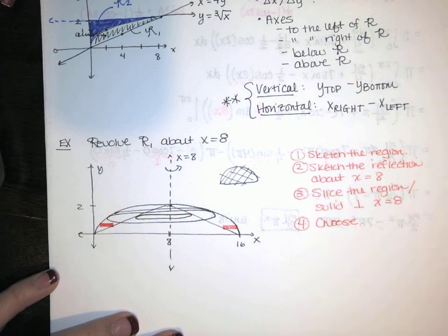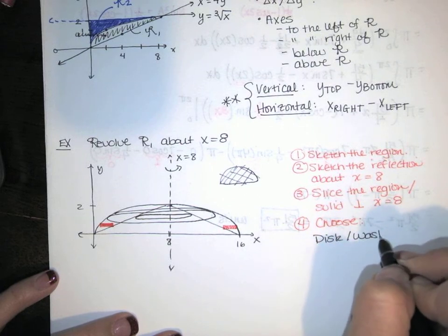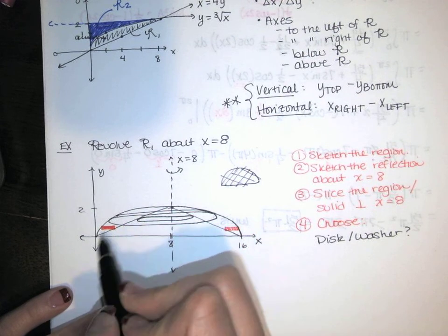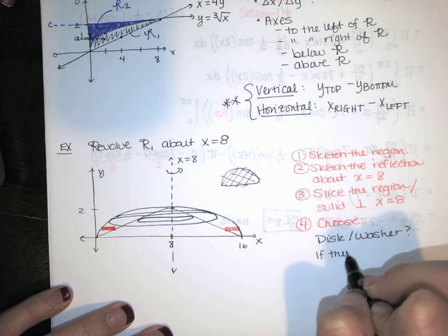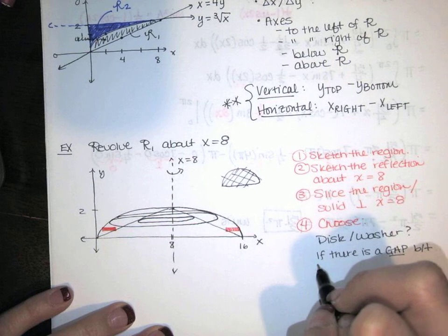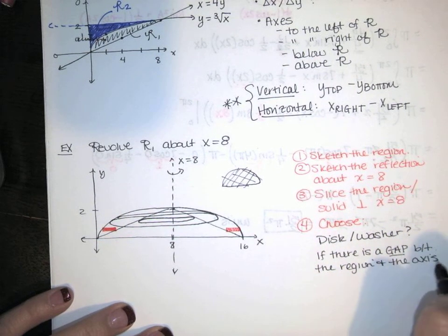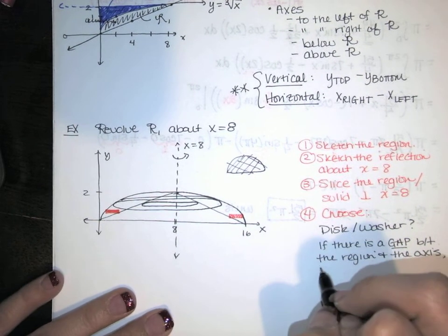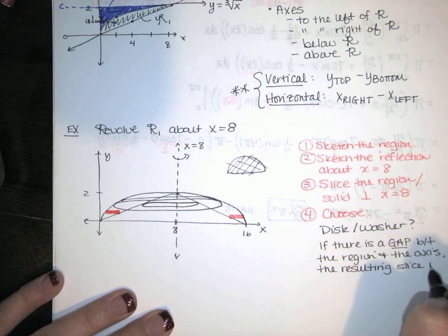Decide or choose. Do you have a disc or a washer? And the way you can choose is to look at the relationship between your original region and that axis. If there is a gap between your region and the axis, the resulting solid is going to be a washer, or that slice will be. The resulting slice is a washer.